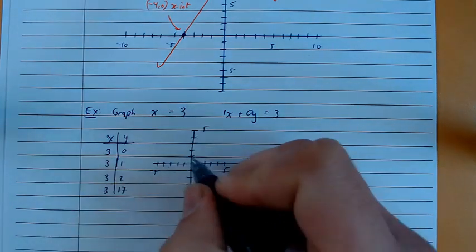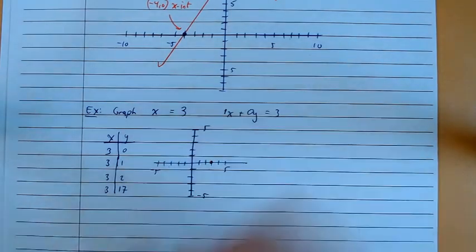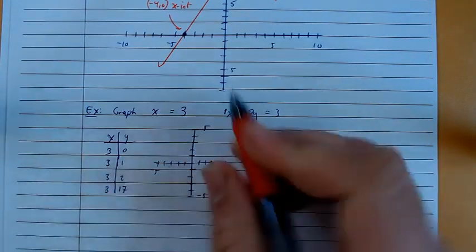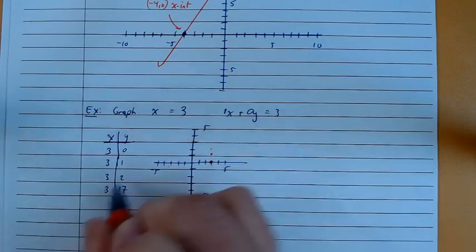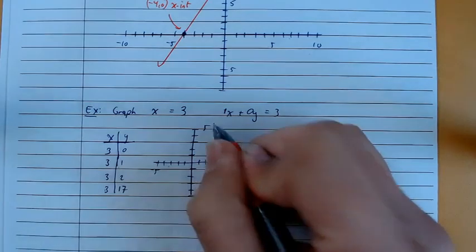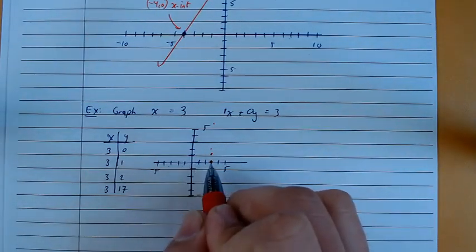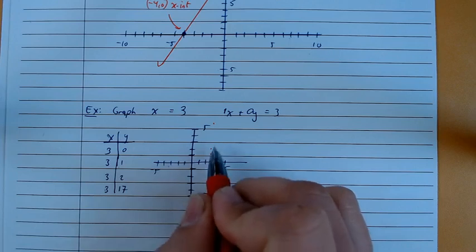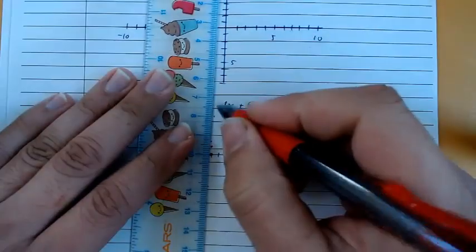3, 0. Well, that's that point right there. 3 to the right, and then you don't go up or down at all. 3 to the right, up 1. 3 to the right, up 2. 3 to the right, up 17. Or really any other point. Because as long as x is equal to 3, your y value can be as high or as low as you want. But what's the shape of that line?